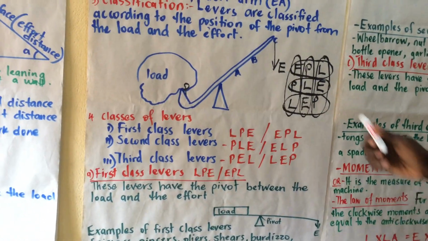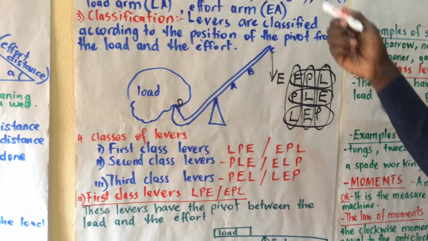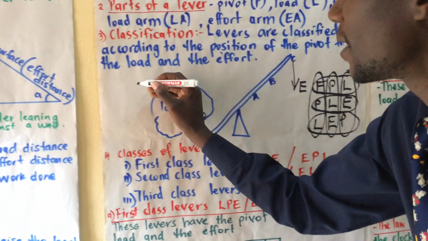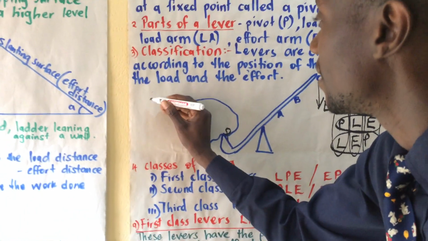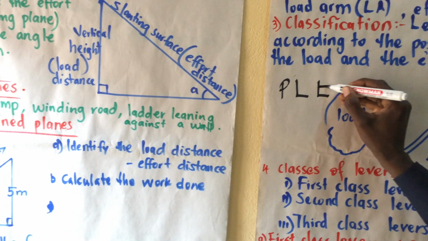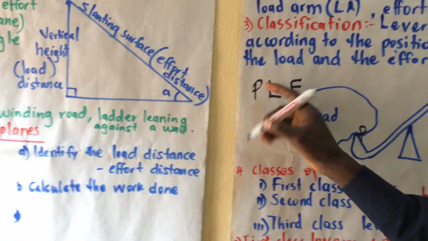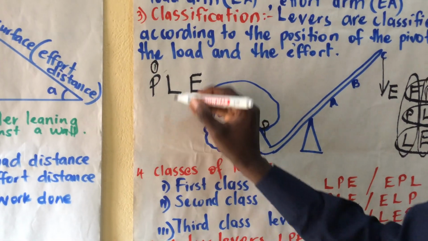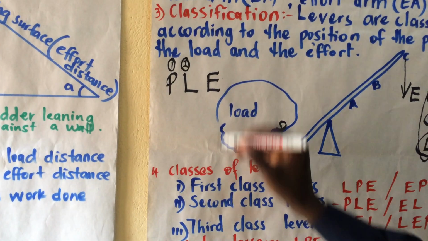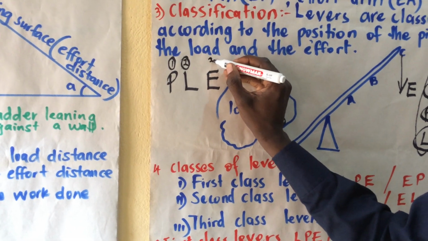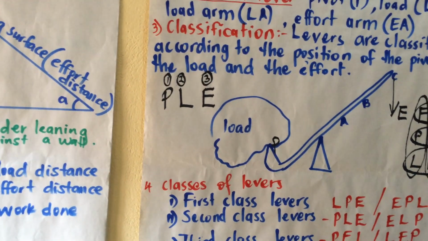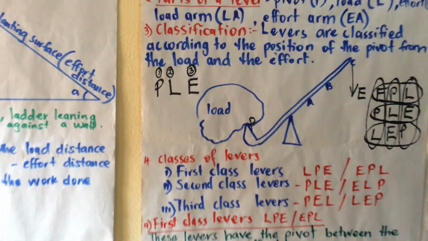We have PLE, each one of these taking turns to be in between the other. I also had a student called Kiron who said, teacher, the thing is simple. We are going to sit PLE. Where we have the pivot in between, that's the first class lever. Where we have the load in between the other two, that's a second class lever. And where we have the effort in between the other two, that's a third class lever. So that is the way we can classify them.